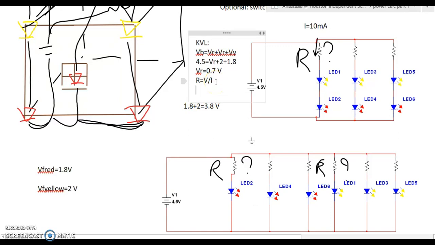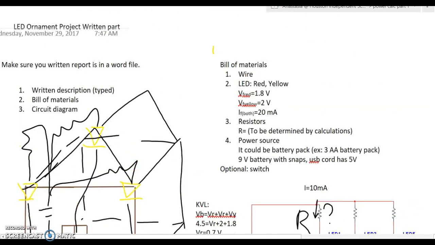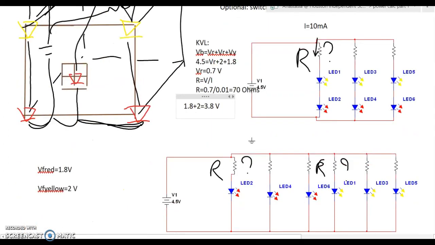So all I have to do is R equals 0.7 over 0.01. And let's see what it is, because I've been messing it up. So that came out to 70 ohms. Now I can go back into the bill of materials and put 70 over here. What is my resistor? Okay, so now I've got my resistance.